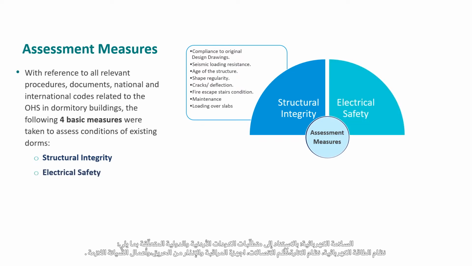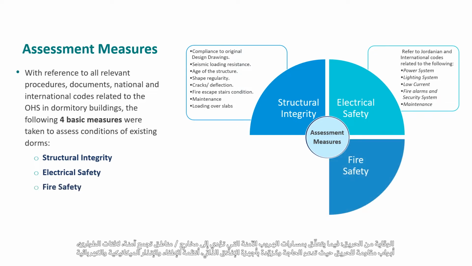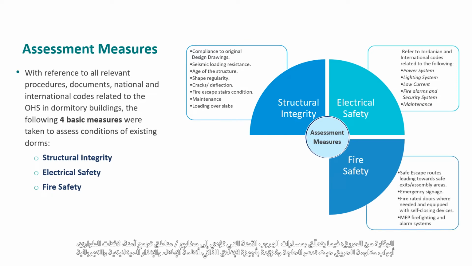Electrical safety. With reference to Jordanian and international codes related to the following: power system, lighting system, low current, fire alarms and security system, and maintenance. Fire safety. With relevance to the provision of safe escape routes, leading towards safe exits or assembly areas. Emergency signage, fire-rated doors where needed and equipped with self-closing devices, MEP firefighting and alarm systems.